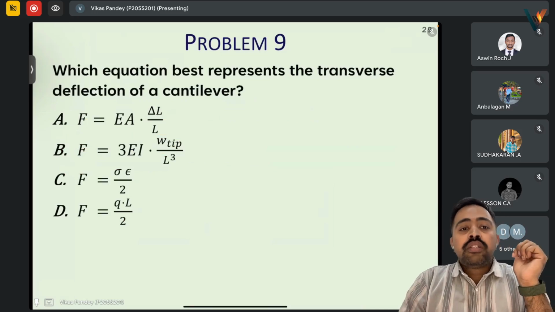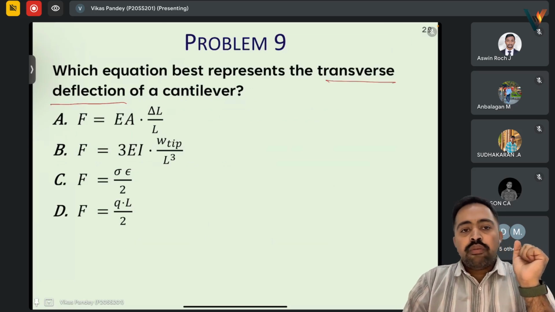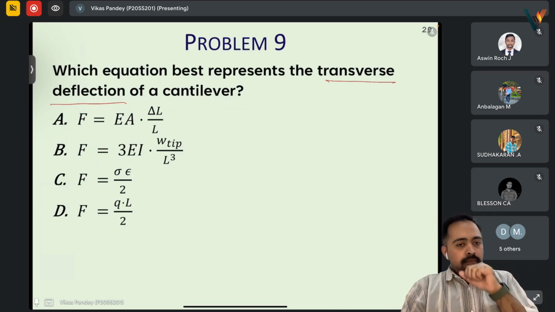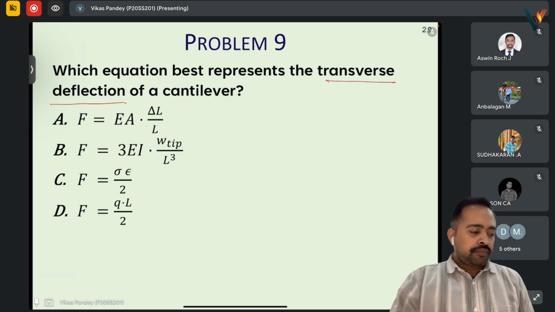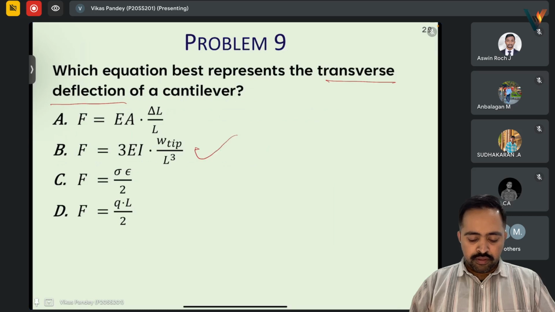Okay. Which equation best represents the transverse deflection of a cantilever? We talked about transverse and axial deflection of a cantilever. Yes. Anyone? Yeah. Anyone? Sir, option B. Option B. Right.